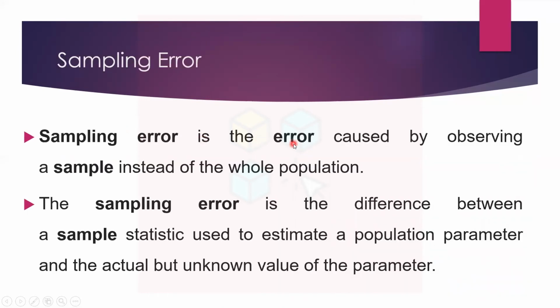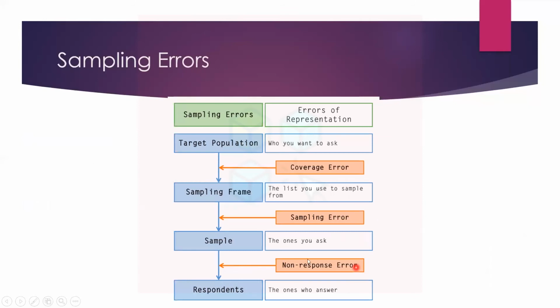Sampling error is the error caused by observing a sample instead of the whole population. The whole population includes all sampling units, so the measures obtained from the whole population are the true, exact values. On the basis of a small number of sampling units, the measures are obtained, and the sampling error is the difference between a sample statistic used to estimate a population parameter and the actual but unknown value of the parameter. Sampling errors are the errors of representation.